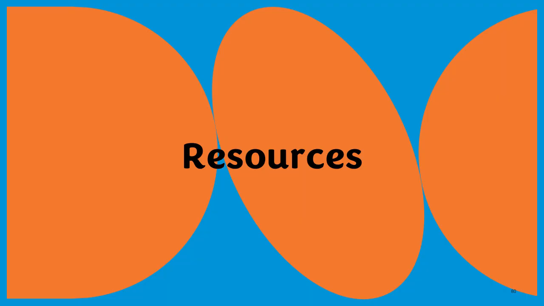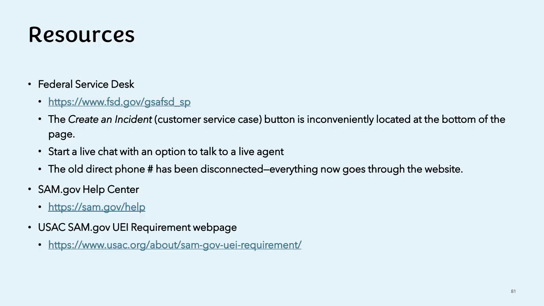Okay, really briefly, just some resources. The Federal Service Desk provides support for SAM.gov. Unfortunately, they no longer have a direct phone number that you can call. That has actually been disconnected. I checked. So you can start a live chat with an option to talk to a live agent, or you can create a customer service case.